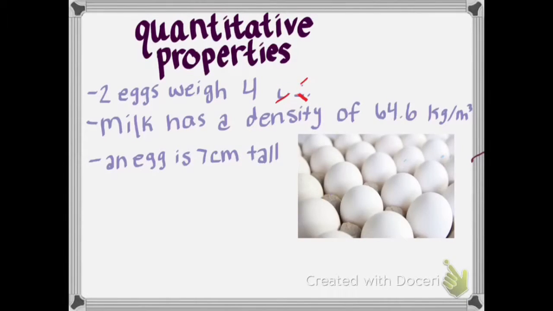But wait, in chemistry, we use the International System of Units. We can correct 4 ounces to 113.4 grams.